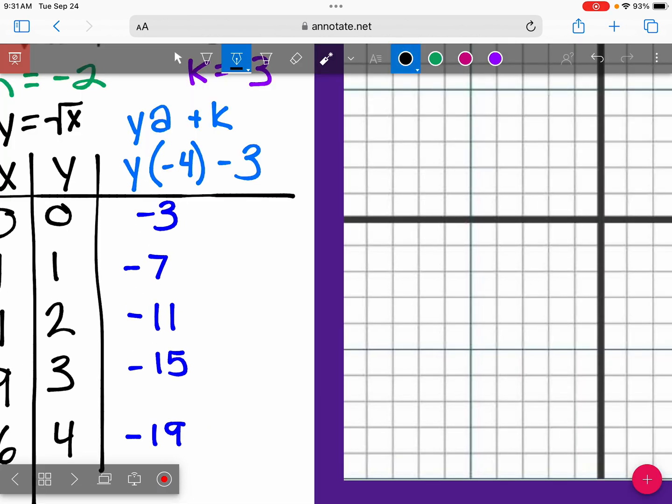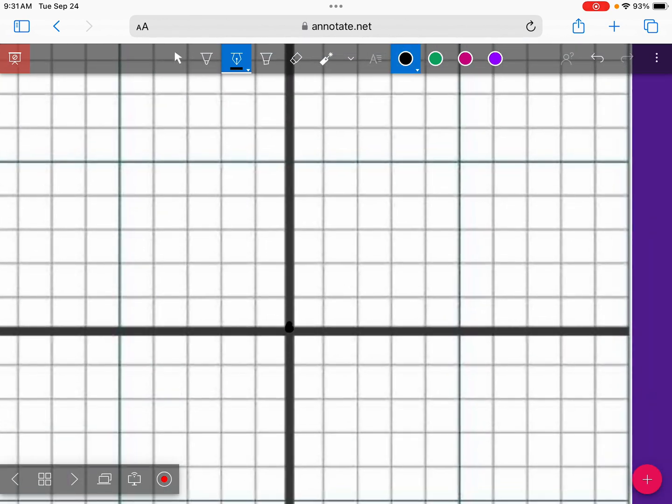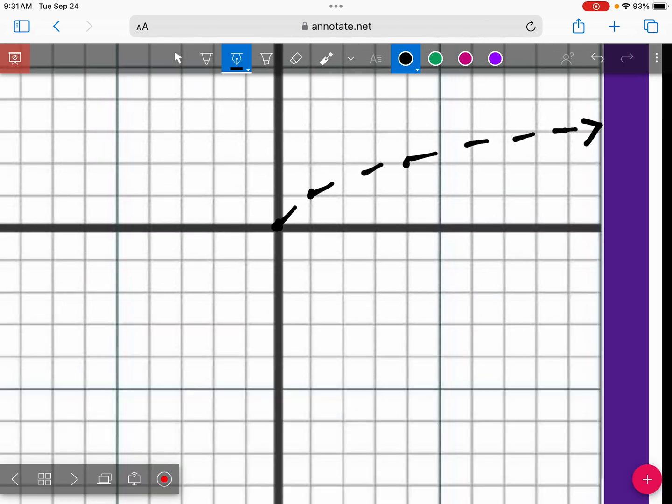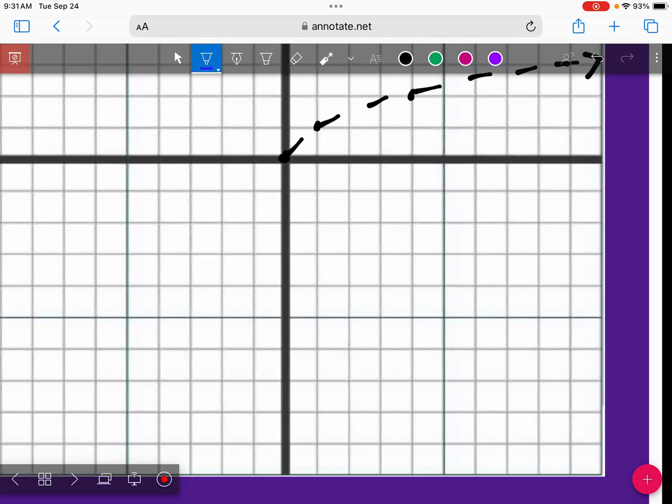I'm going to sketch in our parent function so that we can see what that looks like, just because I didn't do that yet. 2, 4, 9, 3. So our parent function looks like this. So when we plot up our transformed function, we'll see those transformations.